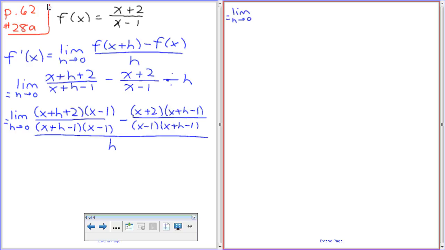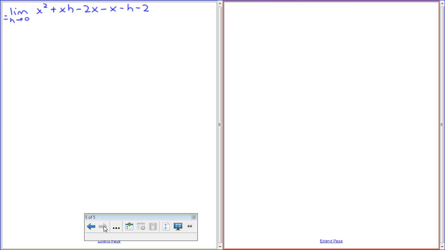Okay, so x squared plus hx minus 2x minus x minus h minus 2. Can somebody confirm that for me, for the top left bracket? Yeah, we're good? Okay, keep going. And then minus bracket 2x plus hx plus 2h minus x minus 2.